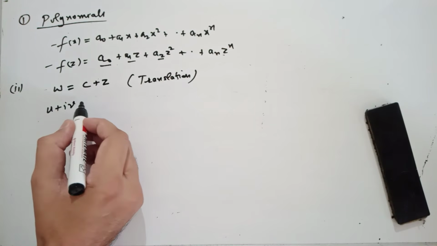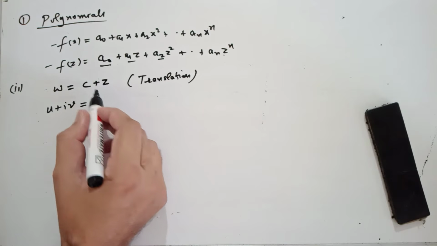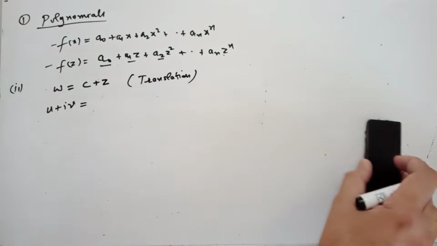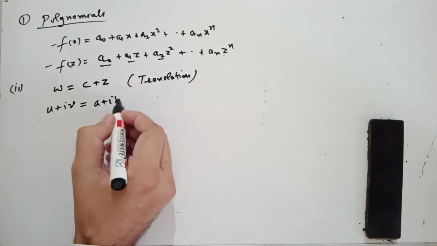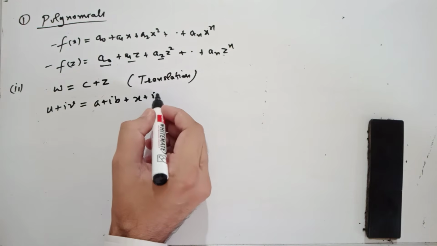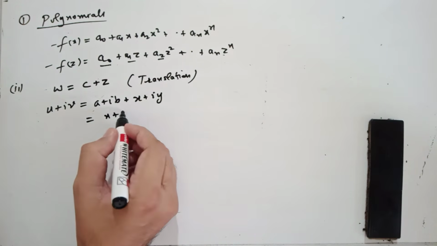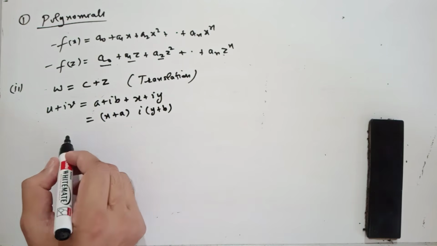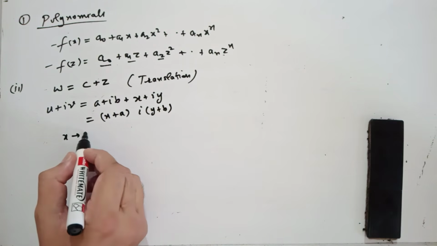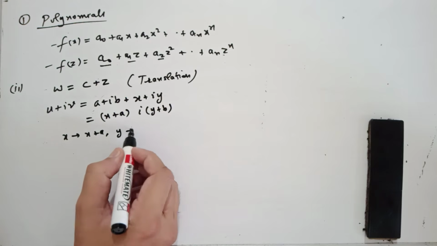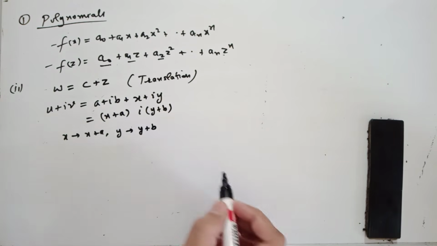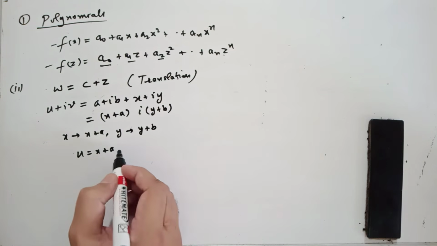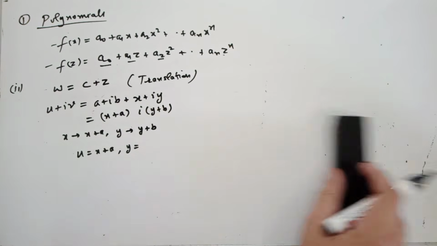So if it is u plus iota v, let's say c is, let's take a simple one, a plus iota b, and z is x plus iota y, so you have finally (x plus a) plus iota (y plus b). So x is going to x plus a, y is going to y plus b. Or you can say u is x plus a. These are your equations of transformation. u is x plus a, v is y plus b.